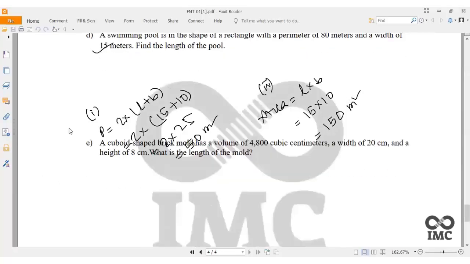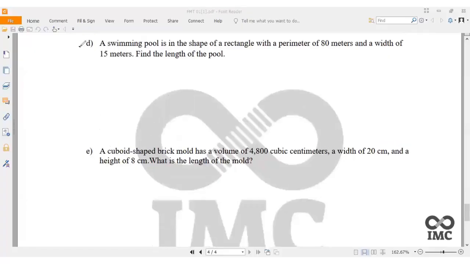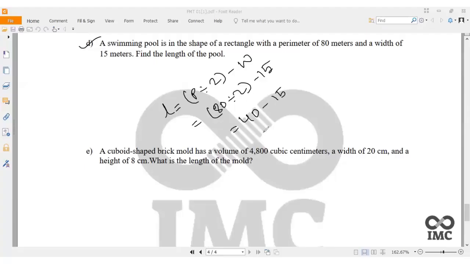Very simple. Now, question number D. A swimming pool is in the shape of a rectangle with a perimeter of 80 and a width of 15. Find the length. So, what is the formula for length when we have perimeter and width? Length equal to perimeter divided by 2 minus width. Perimeter is 80. 80 divided by 2 minus width is 15. 80 divided by 2 will be 40. So 40 minus 15 will be 25 meter.